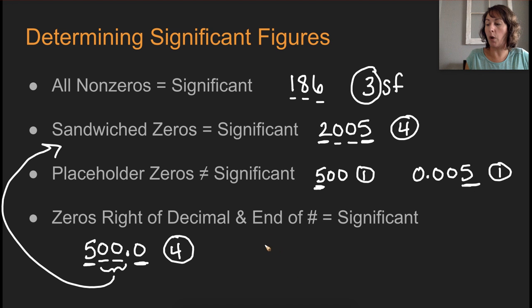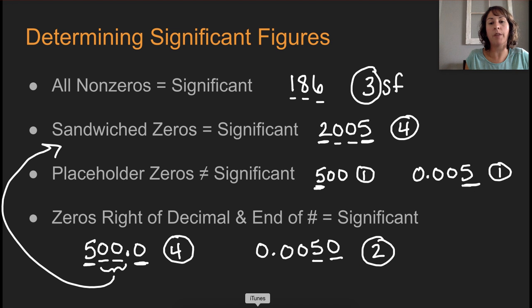Let's try one more. My last one, we'll take that number that we had above, so 0.005, but I'm going to add a 0 after it. We know that these 3 are not significant because they're just placeholders, but this one is at the end of the number and right of the decimal, so that makes both of these significant, and now we have 2 significant figures. Okay? So hopefully that's helpful. We'll do lots more practice in class, and this is something you can come back and refer to or ask questions about later as well.